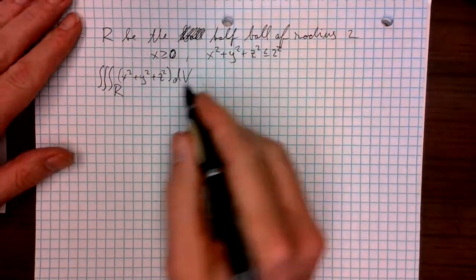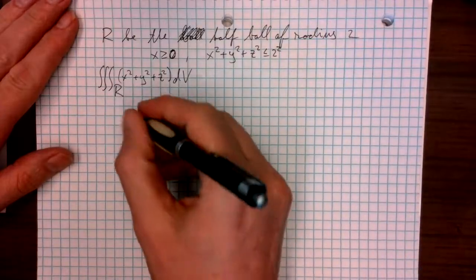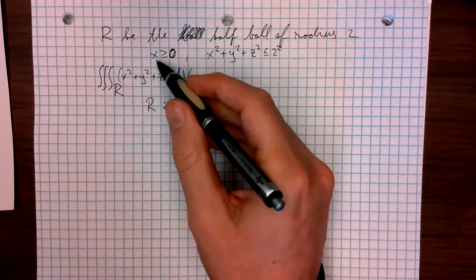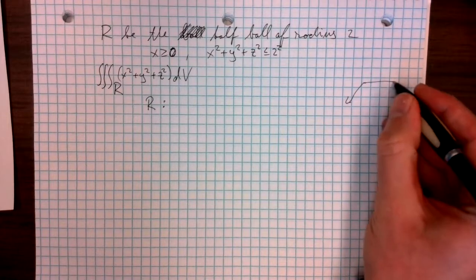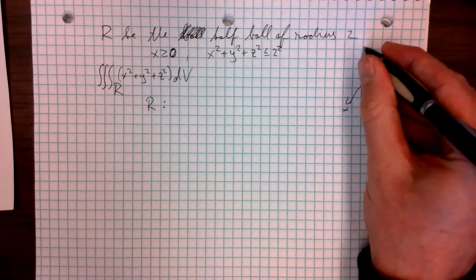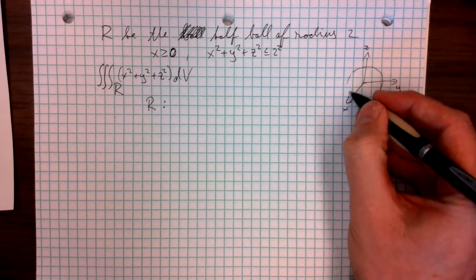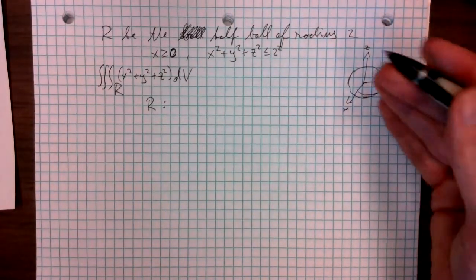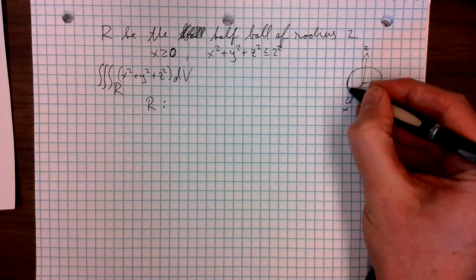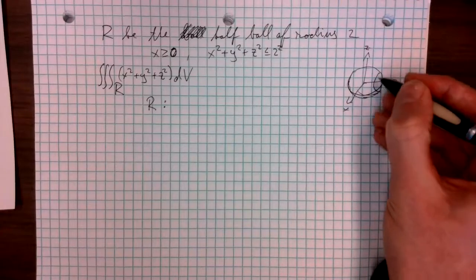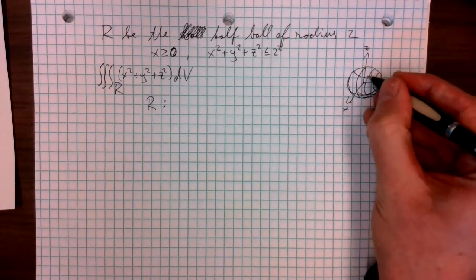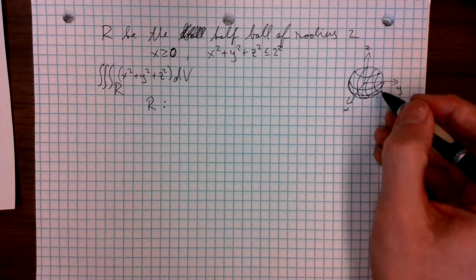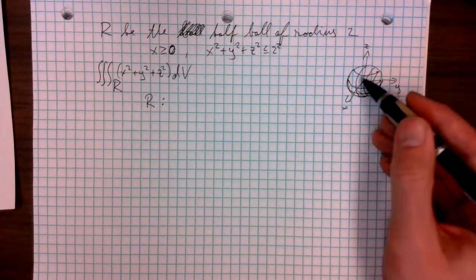So how do we first describe R in terms of spherical coordinates? Well, how is x bigger than 0? It's a little hard to draw, but there's a half ball over here, right? Maybe you can sort of see it. But it's not the other side of it, not for negative x.